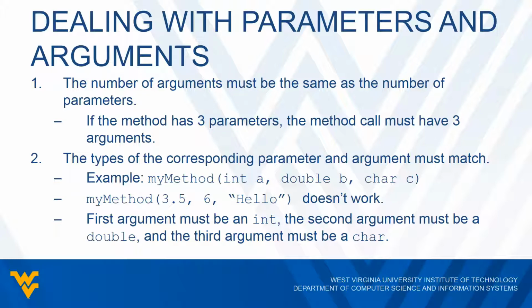So what happens is I'm going to take this 3.5 and try to store it in a, I'm going to take this 6 and try to store it in b, and I'm going to take this "hello" and try to store it in c. But if the data types don't match, that's not going to work. That's like in our normal code trying to store 3.5 in an a, which is an integer. We're not allowed to do that. So we have to make sure that the types match as well.